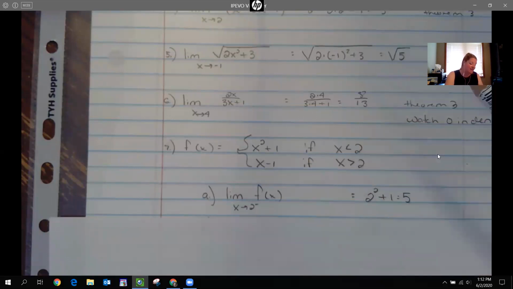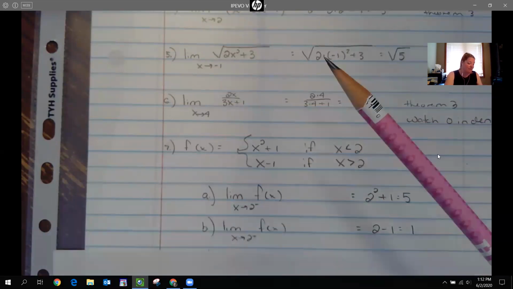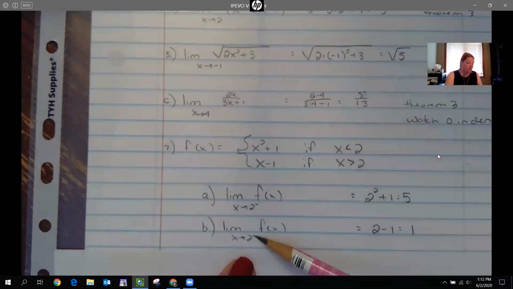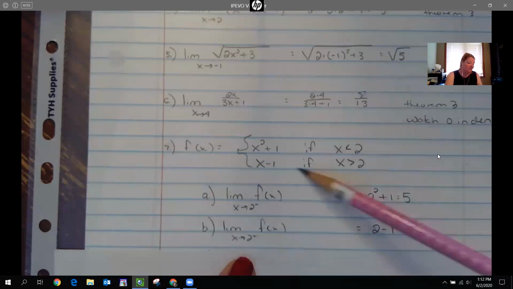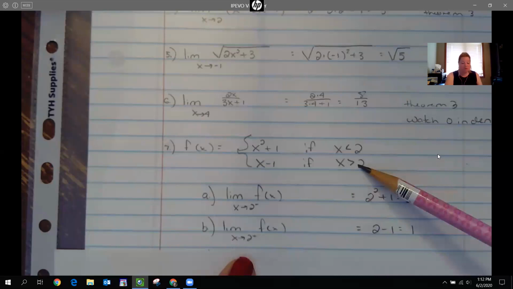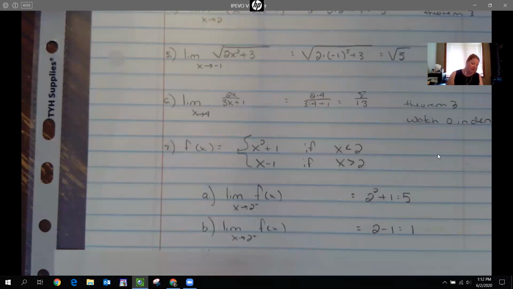Okay, then the next one is the same kind of idea, but from the positive. So we know that would put us at this function because those are numbers greater, and that would give us 1. So does the limit exist at 2? No. The left and right side don't equal. So no, the limit does not exist at 2.